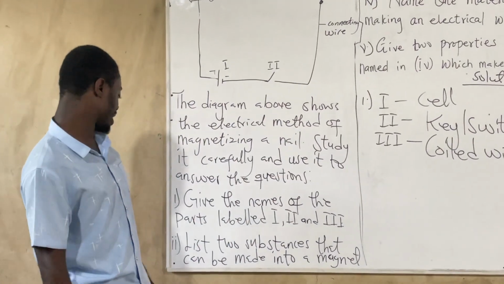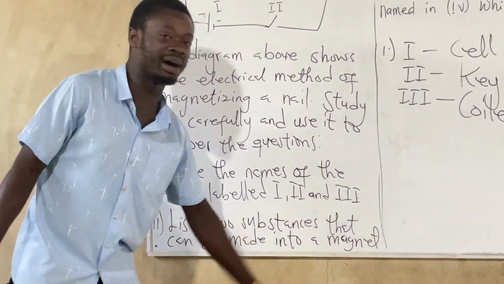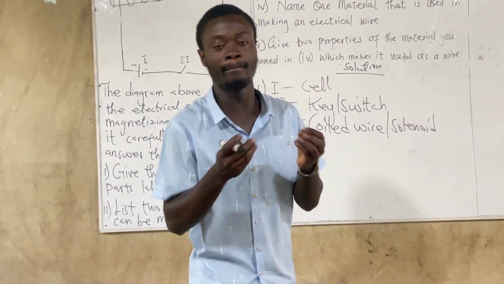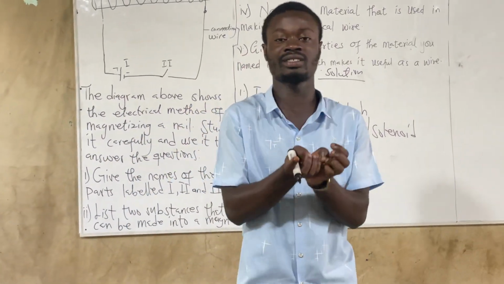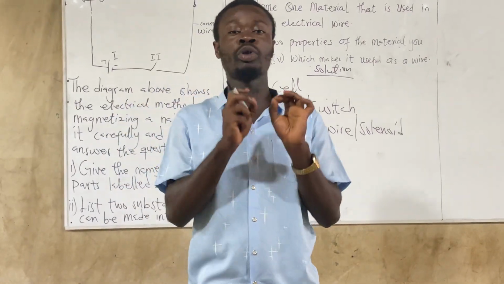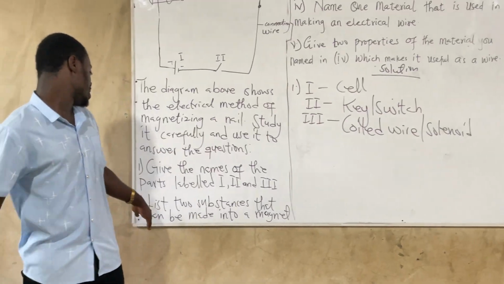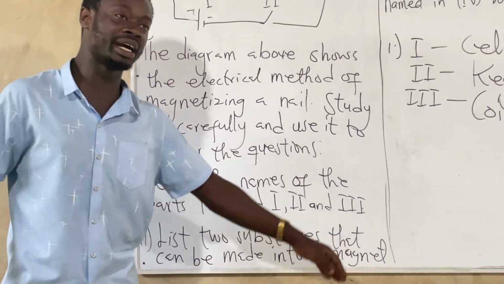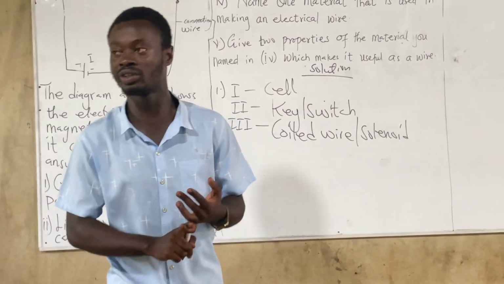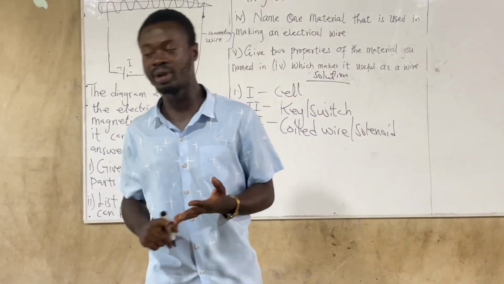Now let's move on to the second one. List two substances that can be made into a magnet. When you talk about substances that can be made into a magnet, you're talking about magnetic materials or magnetic substances. They are materials that are strongly attracted by a magnet and can also be made into a magnet. So the question says we should list two substances that can be made into a magnet. We can talk about iron, steel, nickel, cobalt, duralumin, and many more.